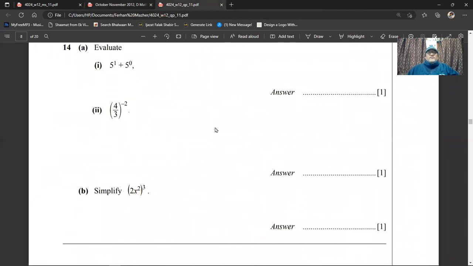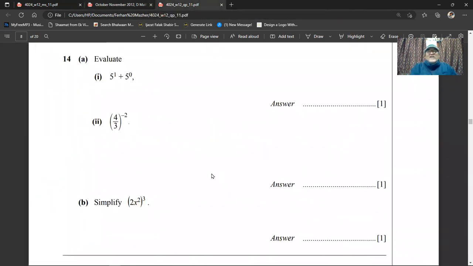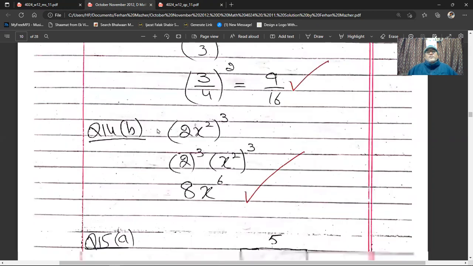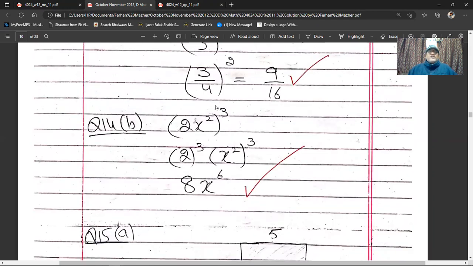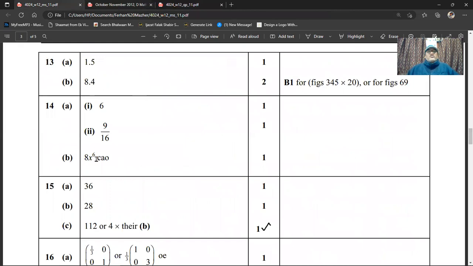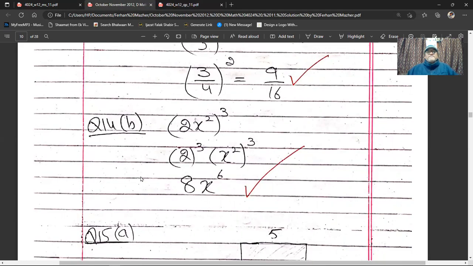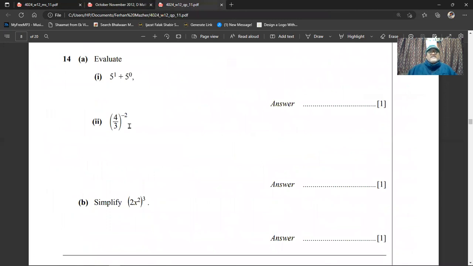Okay, so question number 14, it's B part. He says bracket 2x square, bracket close, whole thing raised to power 3. So that whole power, that 3 power is for 2, that 3 power is also for x square. So I will give them both this power. So you will have 2 raised to power 3, and here you will have x square raised to power 3. 2 cube, that means 2 into 2 into 2, and that will be 8. The power of the power multiplies, so x raised to power 6. So your answer will be 8x raised to power 6. So this is question number 14, and it's B part. Hopefully you understand.